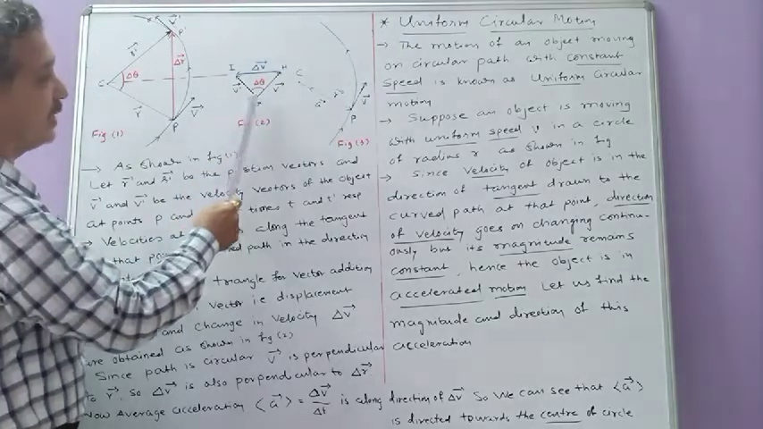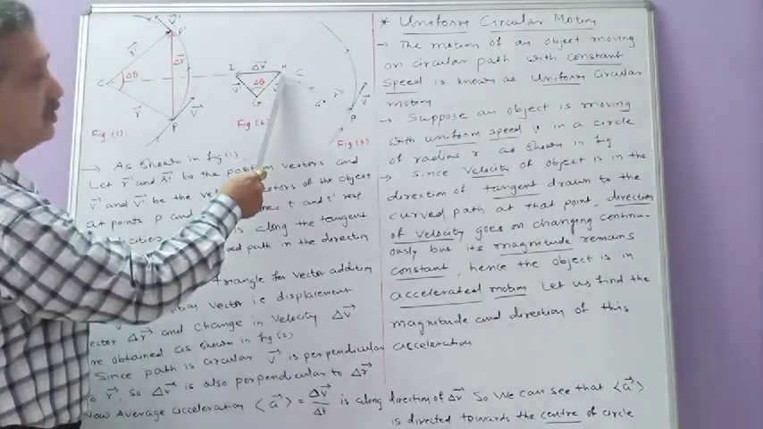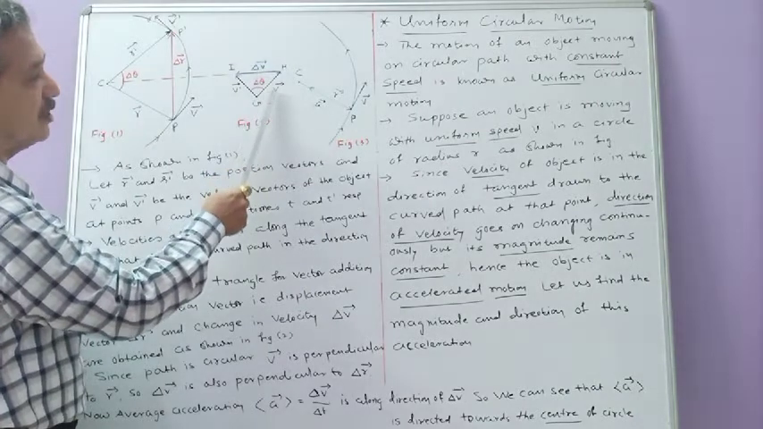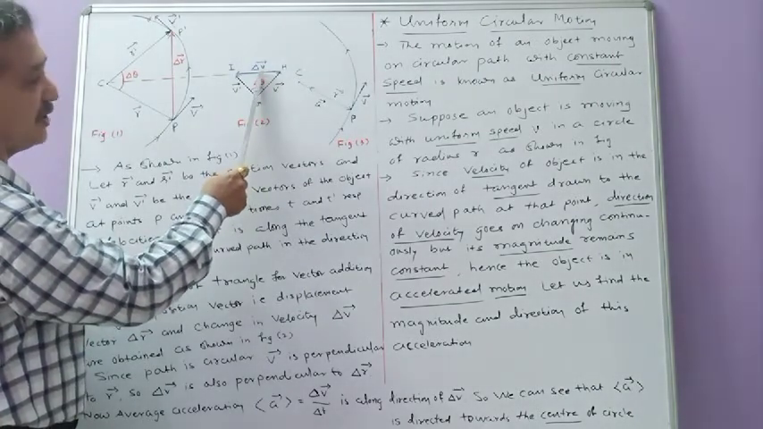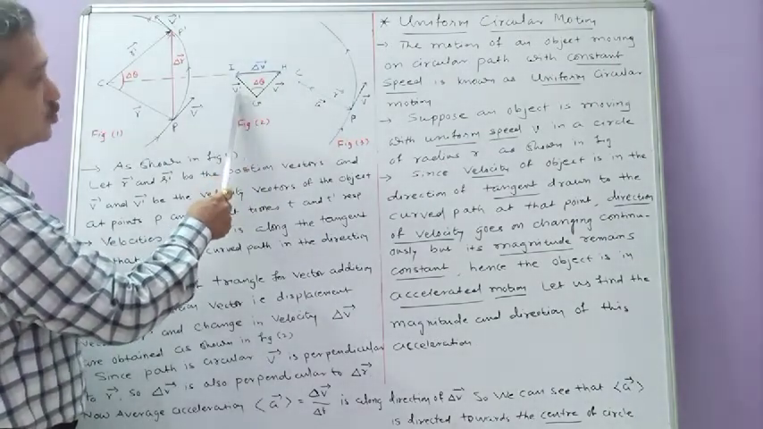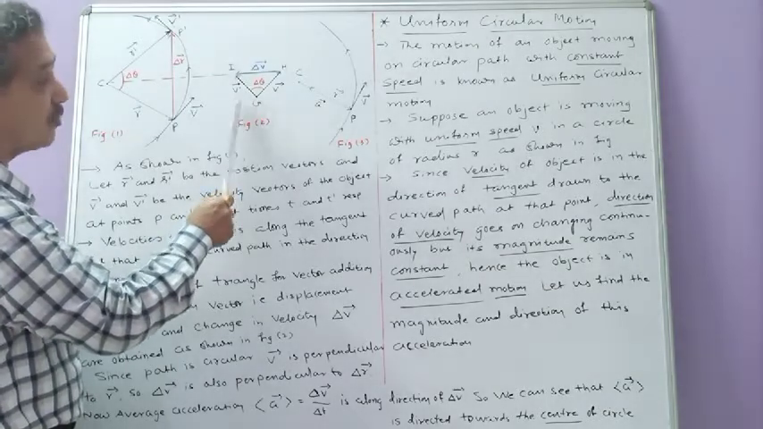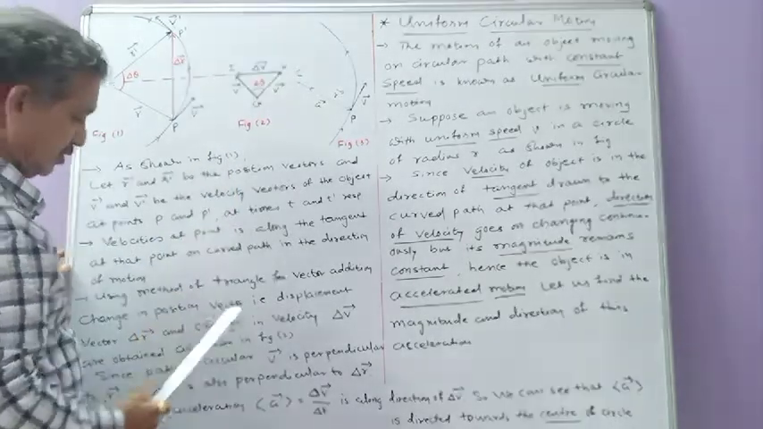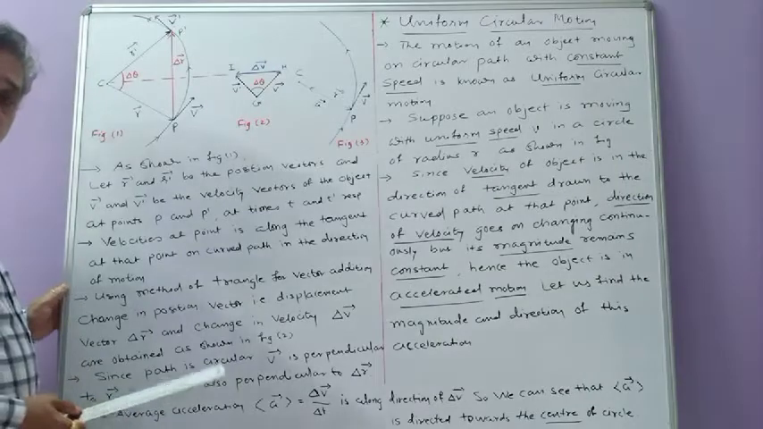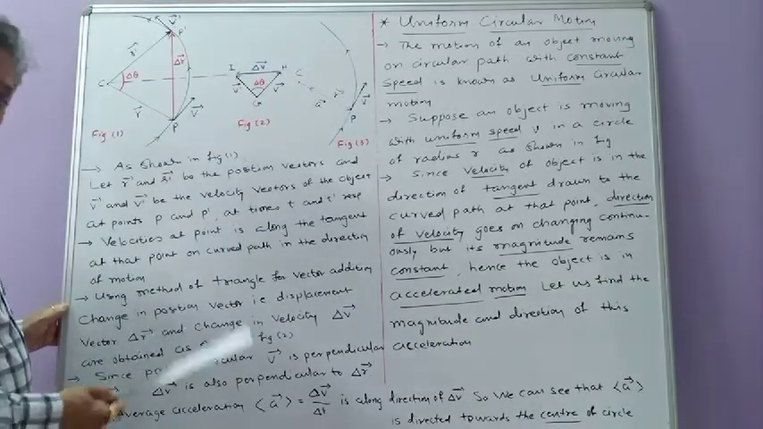By the method of triangle, this is one vector, and from its head this is another vector, so vector V plus delta V equals V dash. So delta V is equal to V dash minus V. Thus you are getting the two vectors by the method of triangle.